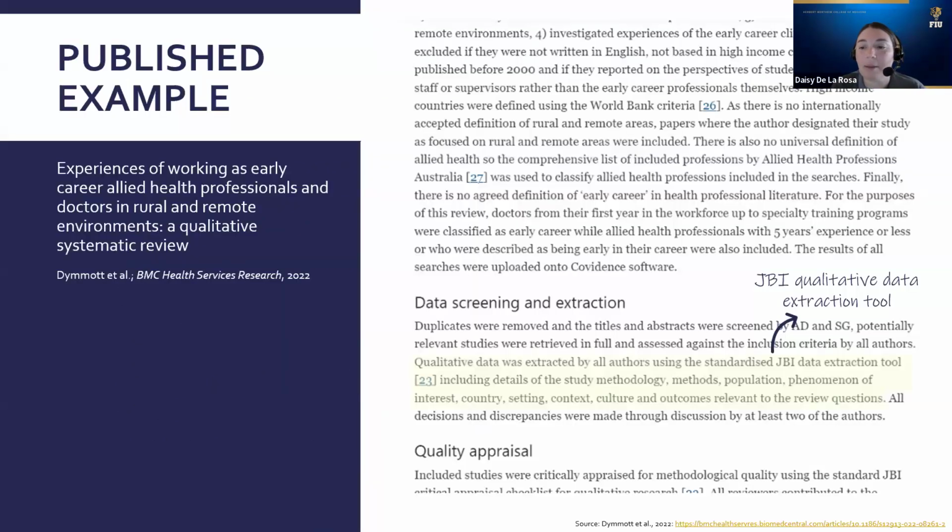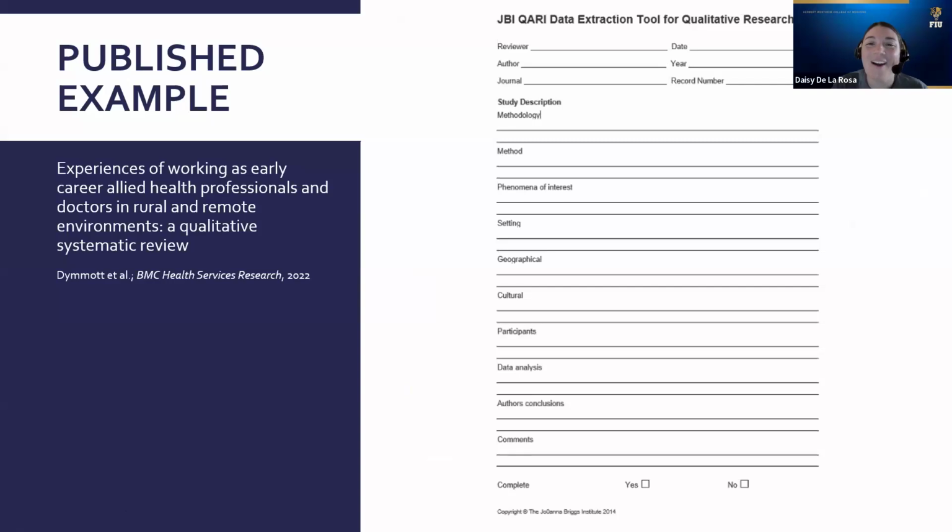So here's that published example again. They're letting us know that they used the JBI qualitative data extraction tool. It sounds super fancy, but it actually is just a form for qualitative studies. And what they did is, let's say for this published example, that they had 30 studies that they included after all the screening. They fill out the form for each of those 30 studies.